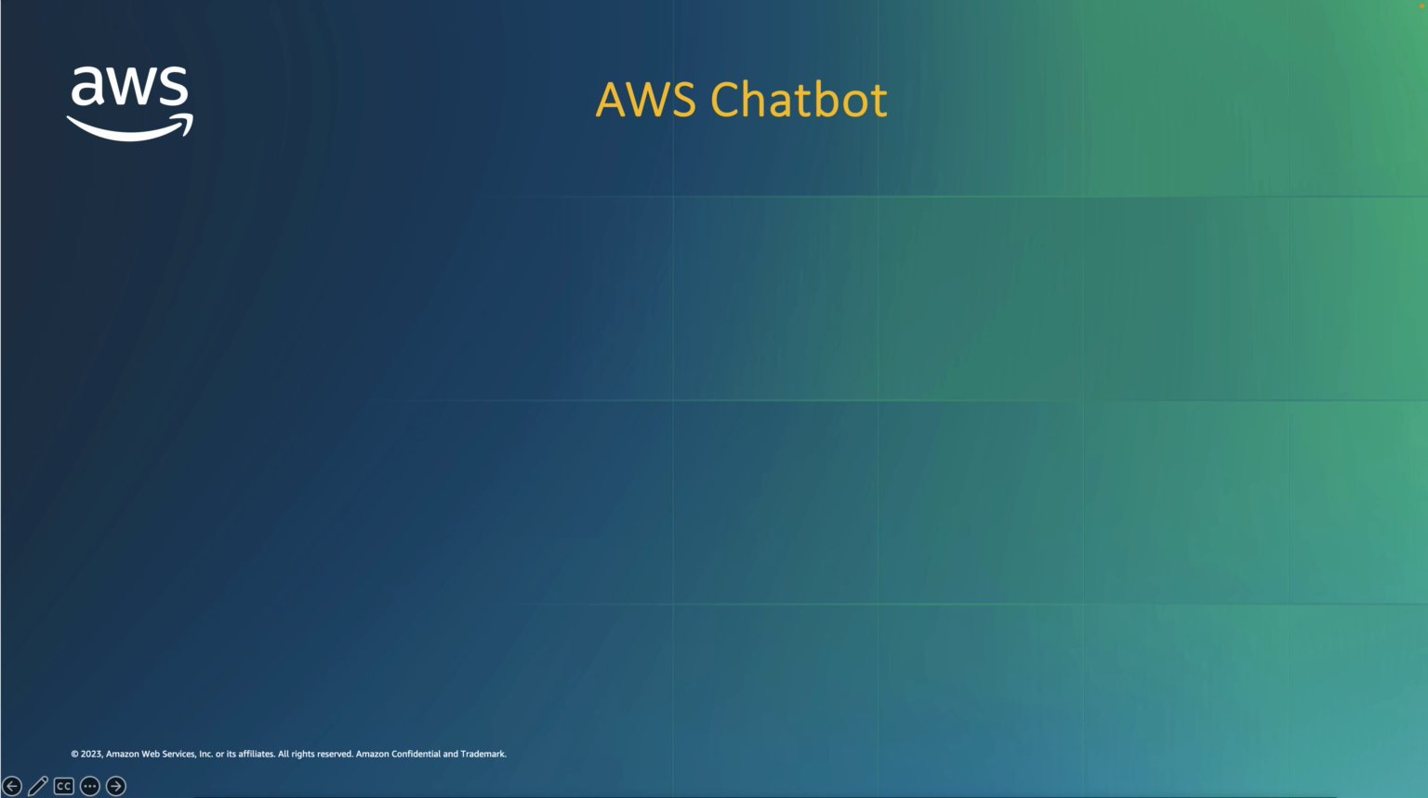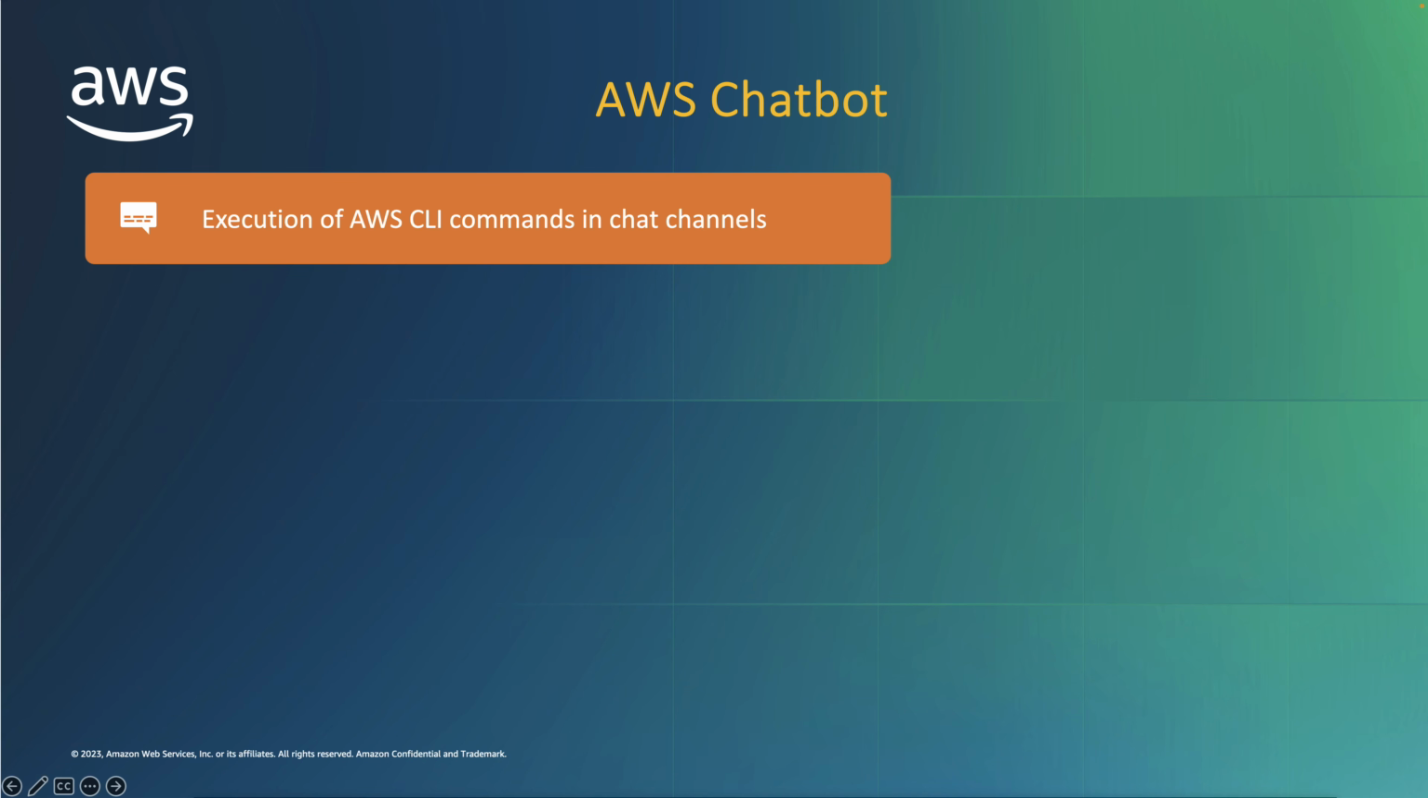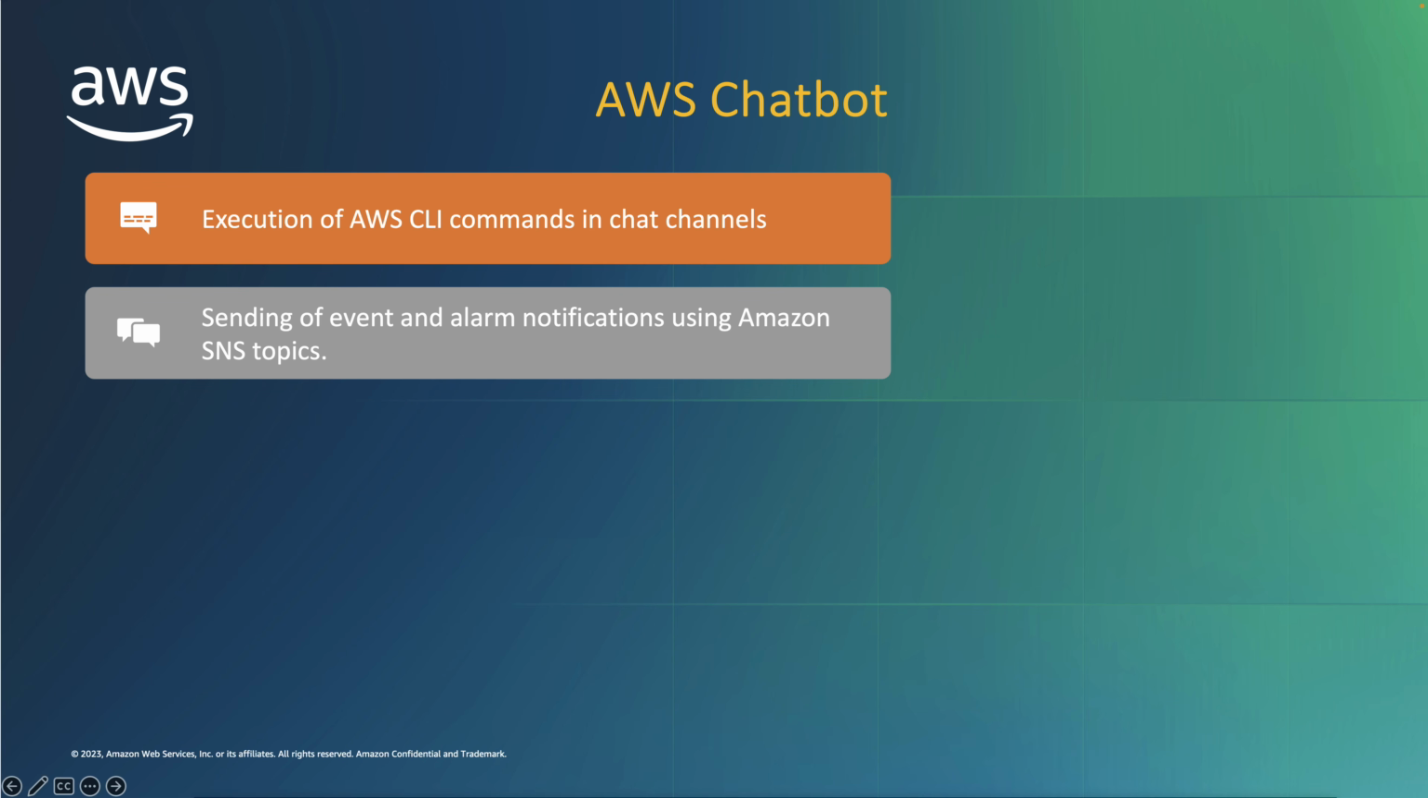What is AWS Chatbot? First of all, we need to mention that AWS Chatbot works with other services as well, not just QuickSight. AWS Chatbot enables the execution of AWS CLI commands in chat channels with appropriate parameter and permission checks. It also enables sending of event and alarm notifications using Amazon SNS topics.